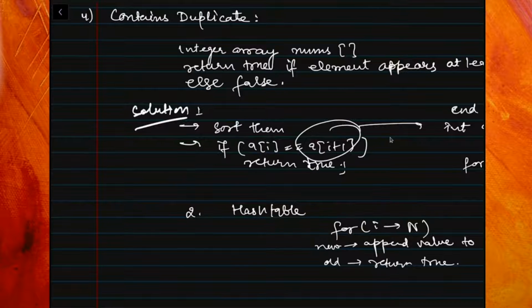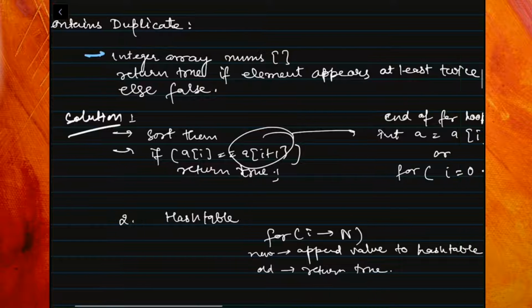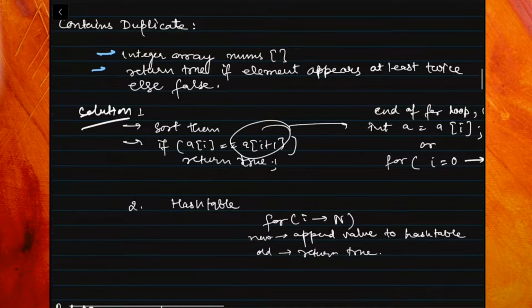Here in the question we have been given an integer array nums, return true if any number is there more than one time. So we have a very clear understanding that if any number is repeated, we need to return true, and if it's not repeated, then we need to return false.